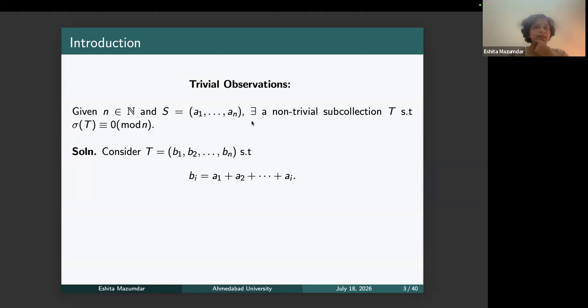Now, interestingly, this length is very important here, because if I consider a sequence where 1 appears n minus 1 times, then you won't find any subcollection whose sum is divisible by n. So this length n is tight. Now the question is: what length will guarantee that I have a subcollection of a particular length whose sum is 0 modulo n? This is a trivial problem, but when dealing with this kind of problem, it becomes non-trivial.